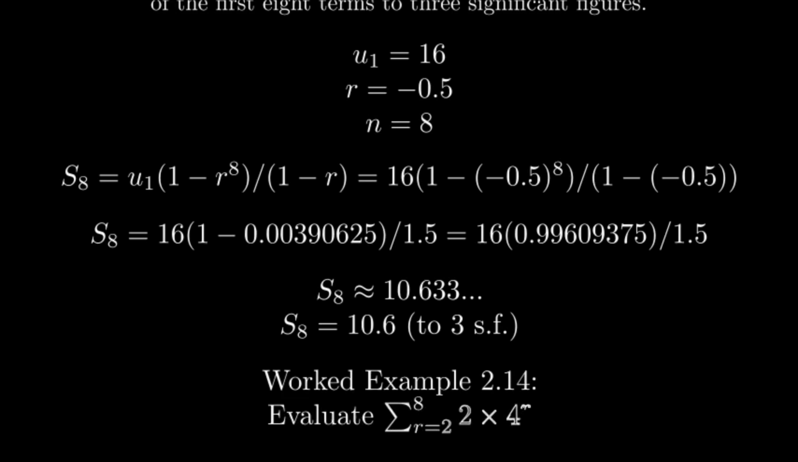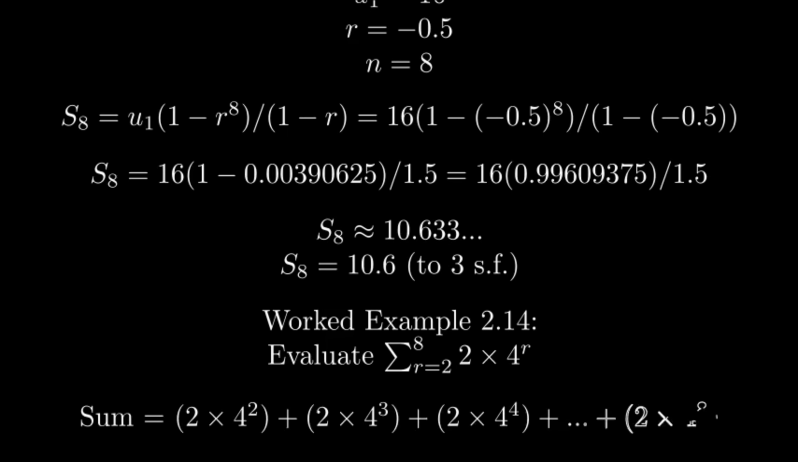We need to evaluate the sum from r equals 2 to 8 of the expression 2 times 4 to the power of r. The first step is to understand what this sum represents. Let's write out the first few terms. The sum starts at r equals 2, so the first term is 2 times 4 squared. The next term is for r equals 3, which is 2 times 4 cubed, then 2 times 4 to the fourth, and so on, up to the last term where r is 8.